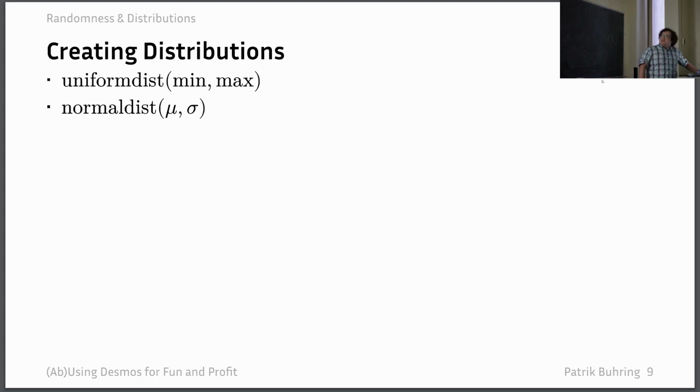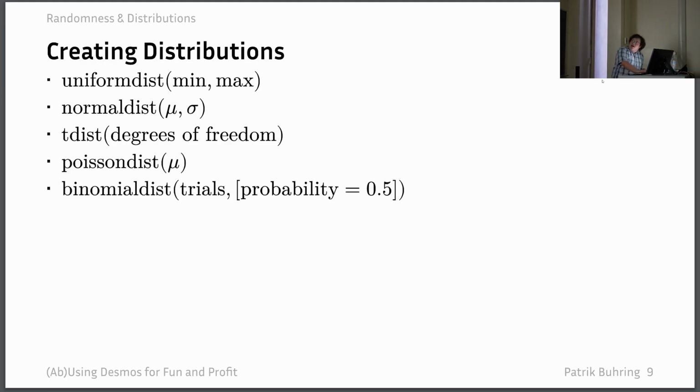Normal distribution you can have with the mean and then the standard deviation. That should also be self-explanatory if you passed high school statistics. I still haven't taken university statistics, so I have no clue what any of this means. However, if you have taken statistics, then you can create a t-distribution, a Poisson distribution, and a binomial distribution.